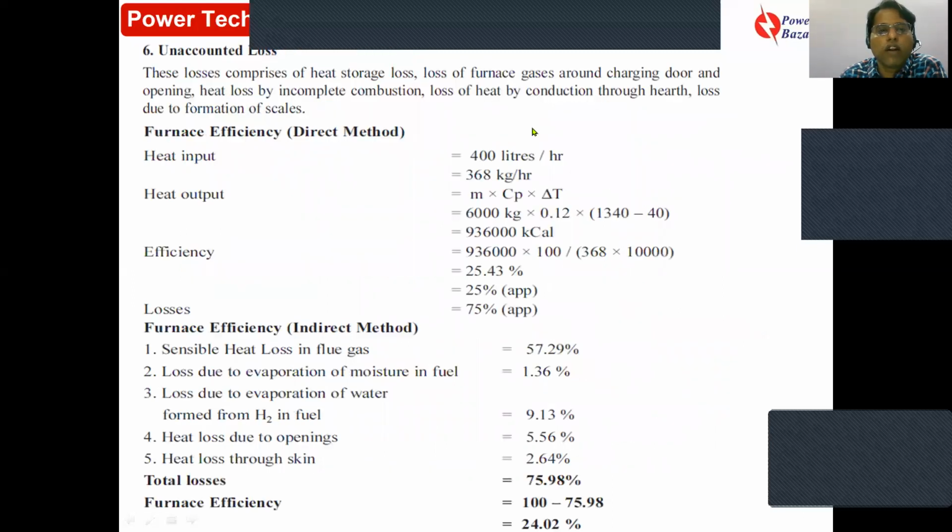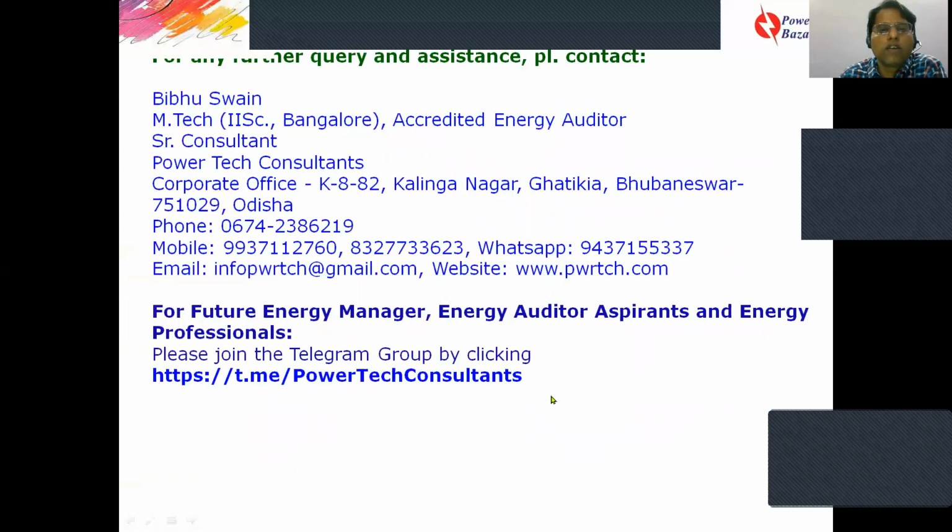From these we could find the efficiency by the direct method as well as the indirect method. With this I close this session today. I request that you all understand, do numericals, and do these calculations, particularly for the boiler, and only then will you be able to do the numericals in the examinations.